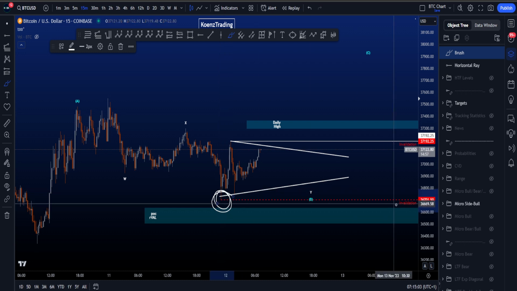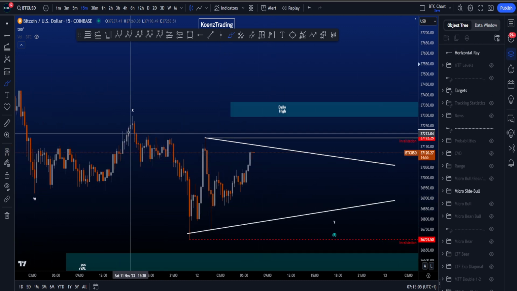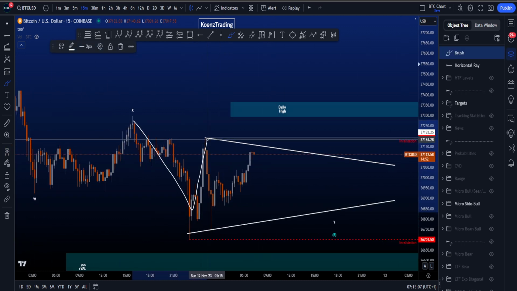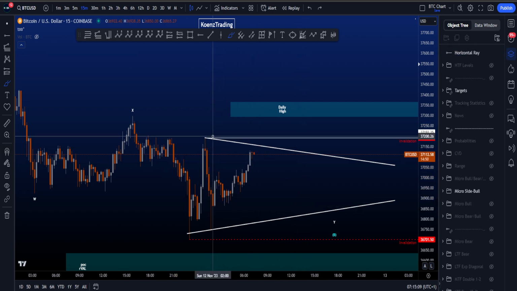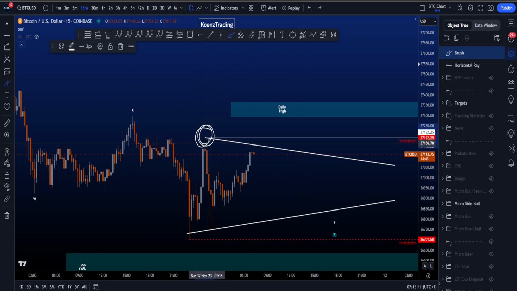where the invalidation is taking this low over here. You don't want to see it, but also because we are still working on this triangle in this scenario, A, B, and then C, D, eventually E, you also don't want to see this high taken just yet.